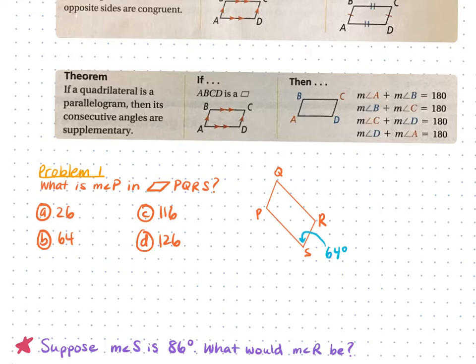So let's use these theorems in our first problem. It says, what is angle P in this parallelogram PQRS? This symbol here means parallelogram. If this angle S is 64, consecutive angles are supplementary, so angle P has to be 180 minus 64, which is 116 degrees, which is C.